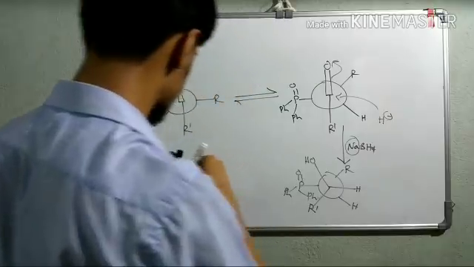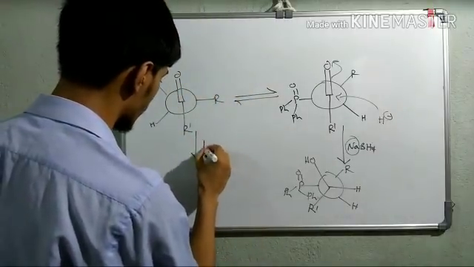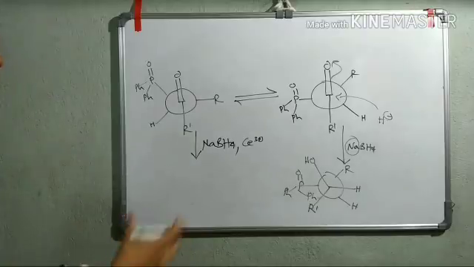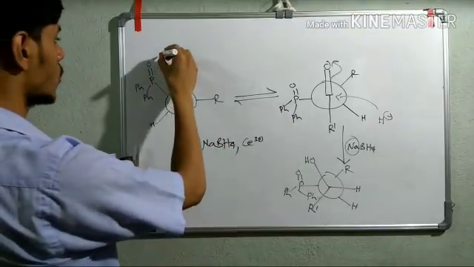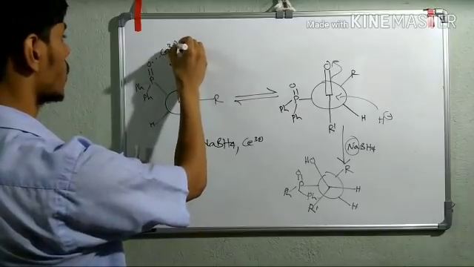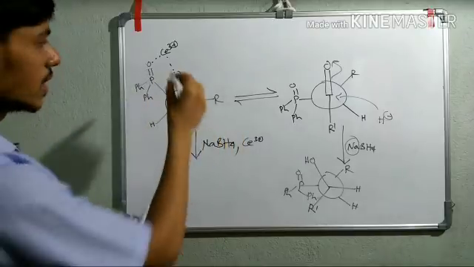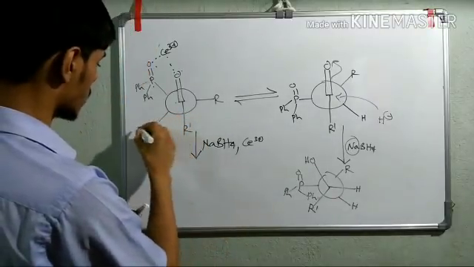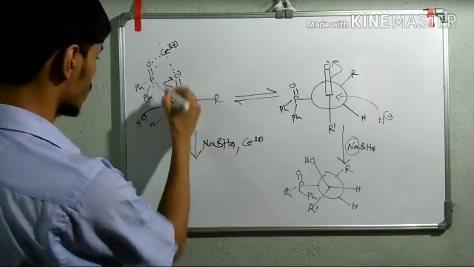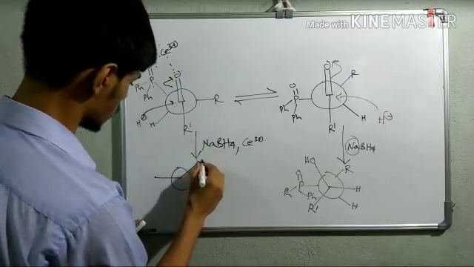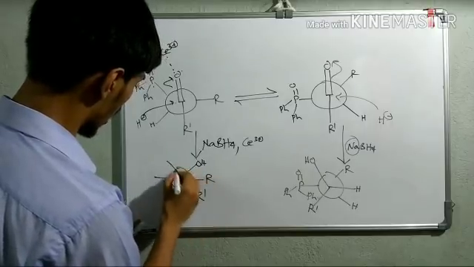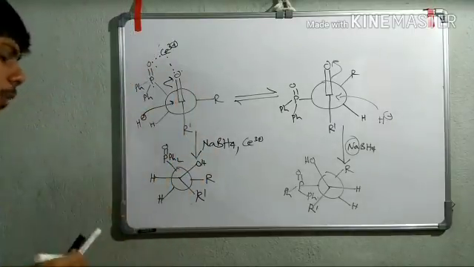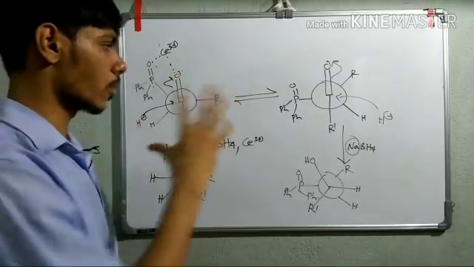But when you do the same reaction with sodium borohydride, but you add cerium 3 plus ion in this case, the chelation will occur and the reaction will follow a different pathway. Here you can see the chelate ring: 1, 2, 3, 4, 5, 6. So it is a 6-membered chelate ring, and the reaction now will happen from this side. So you will get this as your product. Here you will have OH, here you will have R dash, here you have R, and here you have P(O)Ph2. You will have hydrogen here. This is your hydrogen.